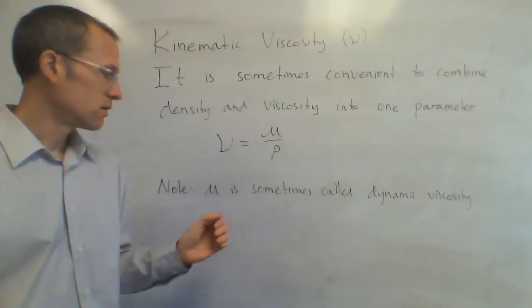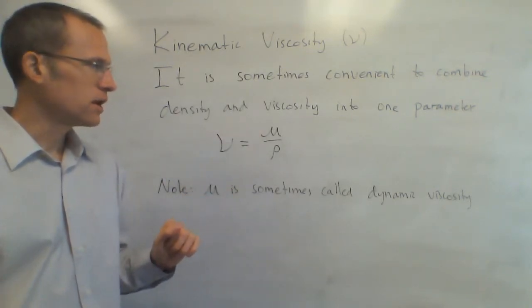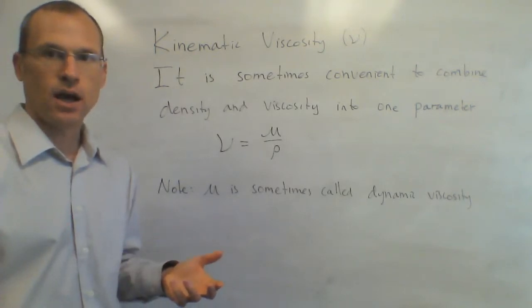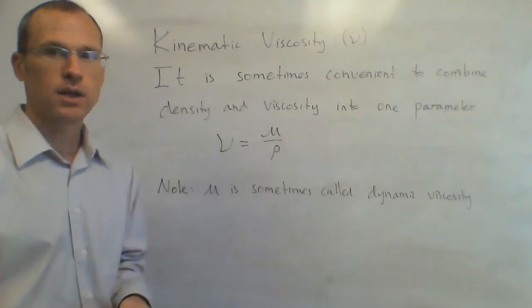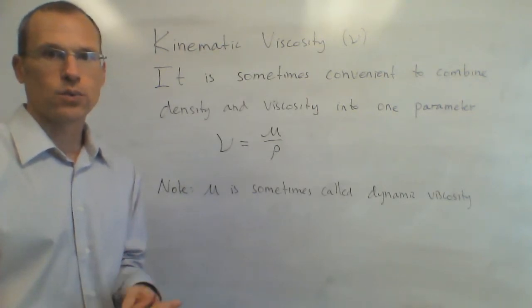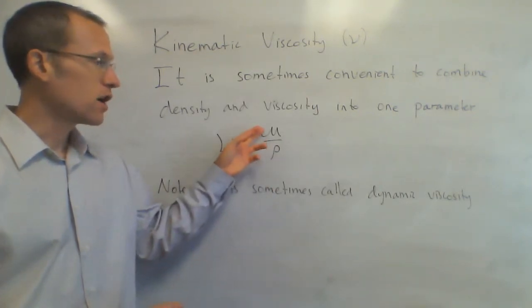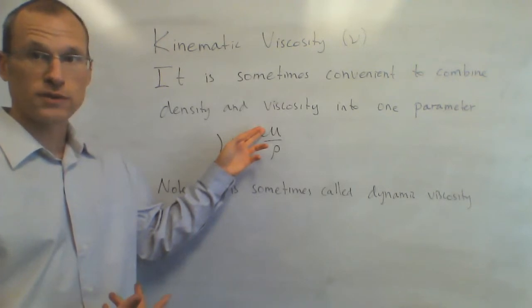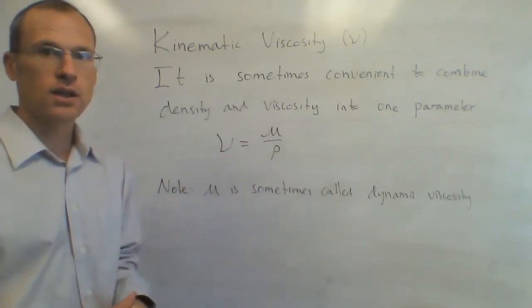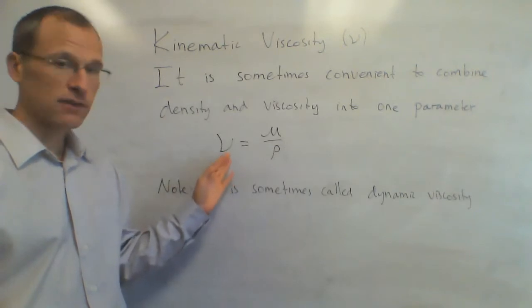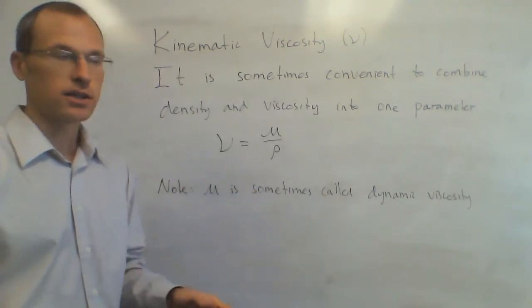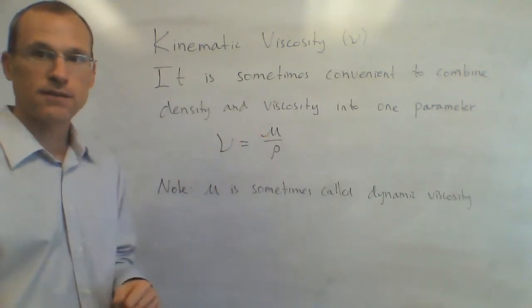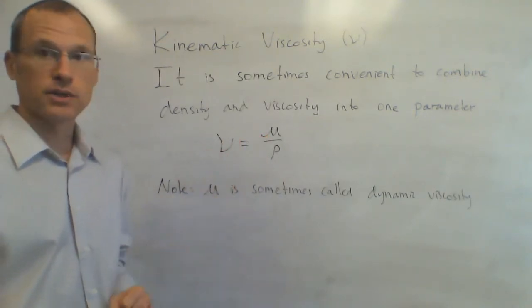This normal viscosity is sometimes called the dynamic viscosity. I don't usually call it that, because dynamic and kinematic sound kind of the same to me. So anytime I'm dealing with the viscosity that we saw before, the regular viscosity, I just call it viscosity. Anytime I want the actual kinematic viscosity, I will definitely say kinematic viscosity. If it just says viscosity, I'm talking about this one. If it says kinematic viscosity, I'm talking about this one.